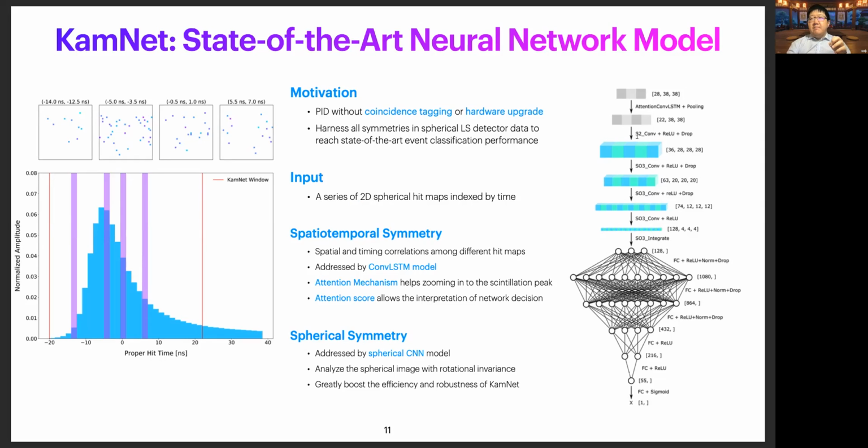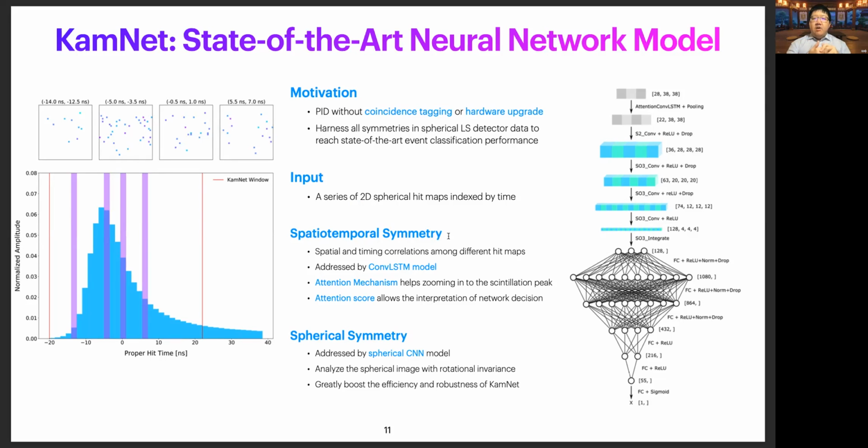And we feed those heat maps into the KamNet, which is a neural network. And KamNet will spit out a single number as a classification score for each input event. In KamNet, we would like to address the important symmetries embedded in our data. The first symmetry we would like to address is the spatial temporal symmetry, which is the spatial and timing correlation among different hits. This is addressed by a convolutional LSTM model, and we use an attention mechanism to further boost the performance of this model.